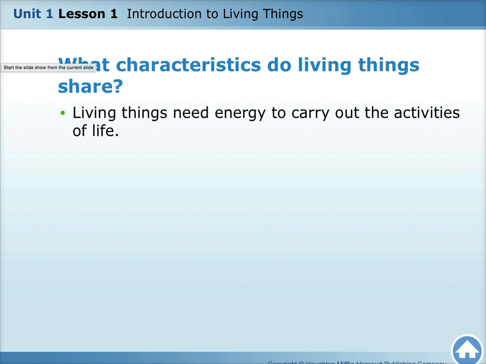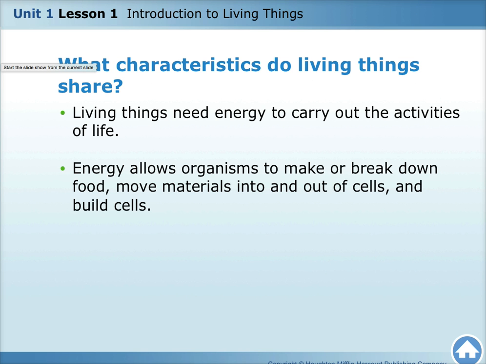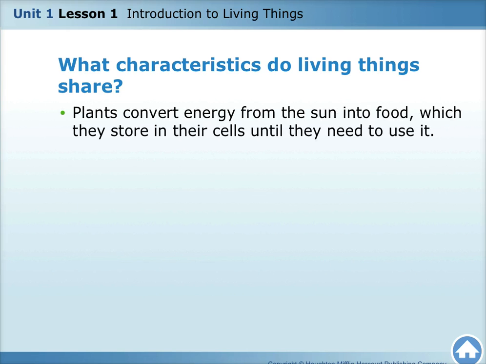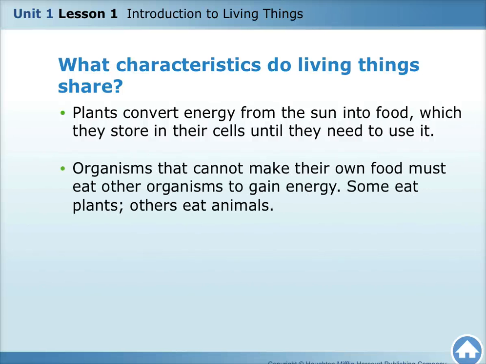Living things need energy to carry out the activities of life. Energy allows these organisms to make or break down food, to move materials into and out of cells, and to build cells. Energy also allows organisms to move and interact with each other. Plants convert energy from the sun into food or glucose, which they store into their cells until they need to use it. Organisms that cannot make their own food must eat other organisms to gain energy.